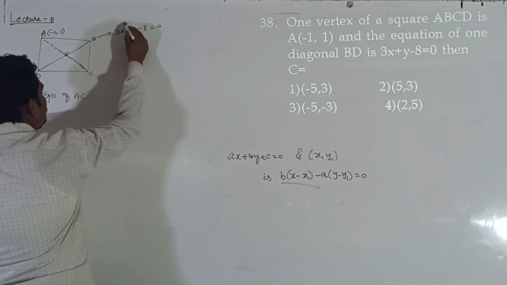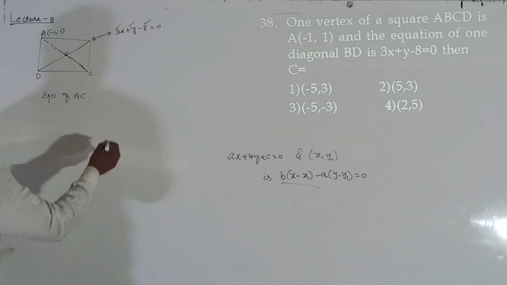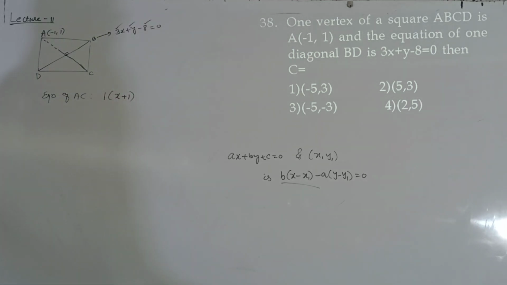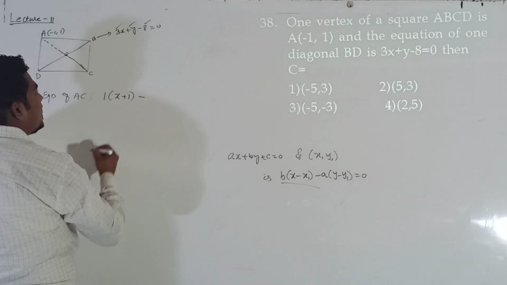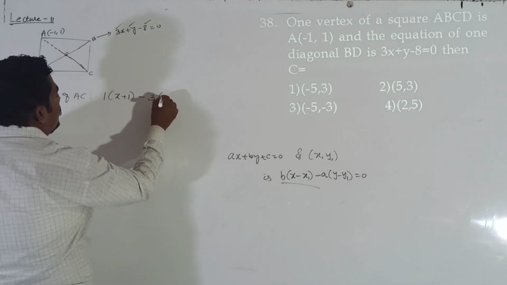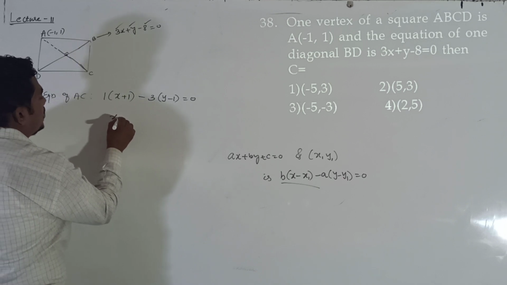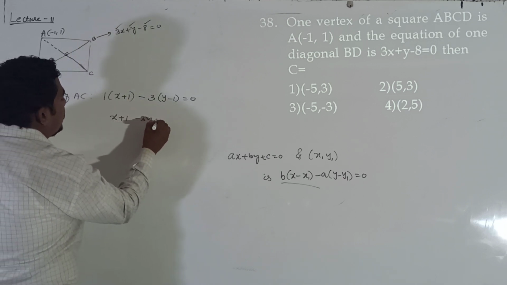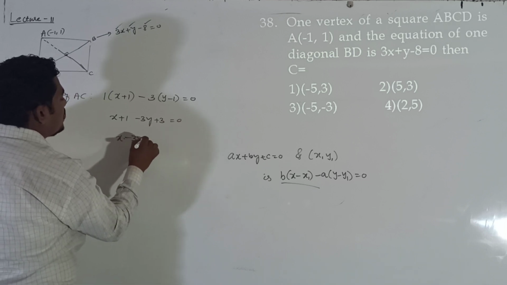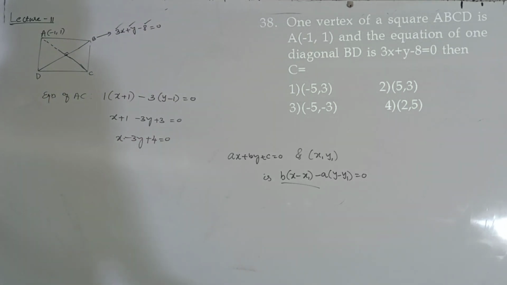In this case, A value 3, B value 1, C value minus 8, and this point is x1, y1. By using the shortcut formula, B means 1 into x minus x1. X minus of minus, it will be plus only. Minus A into, what is A value? 3 into y minus y1, what is y1? 1, that's equal to 0. After simplification, x plus 1 minus 3y plus 3 equal to 0. Then x minus 3y plus 4 equal to 0 is the equation of AC.